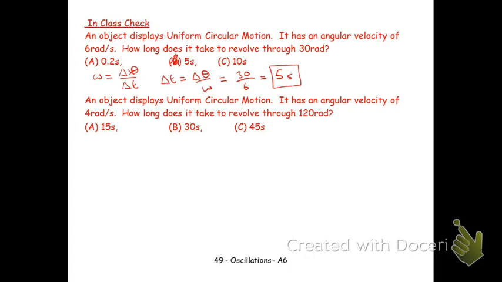A car has a velocity of 6 miles per hour. How long does it take to go 30 miles? 5 hours. Yeah? It's the same question, isn't it? I'm just using miles rather than radians and miles per hour rather than radians per second. It's the same problem. You're just unfamiliar with it.